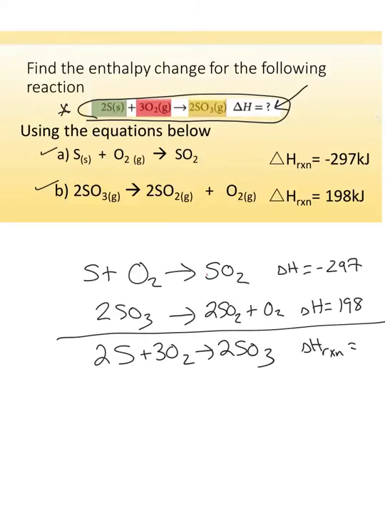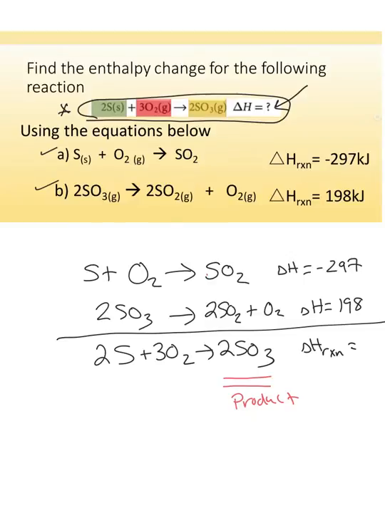The first thing you always want to do is check and make sure that what's a product in the overall reaction is also a product in the individual reactions. Now you notice here SO3 is a product, but here SO3 is a reactant. That's a problem. So what you want to do is flip this reaction to make SO3 a product. So this reaction right here, I want to flip it so that SO3 is a product.